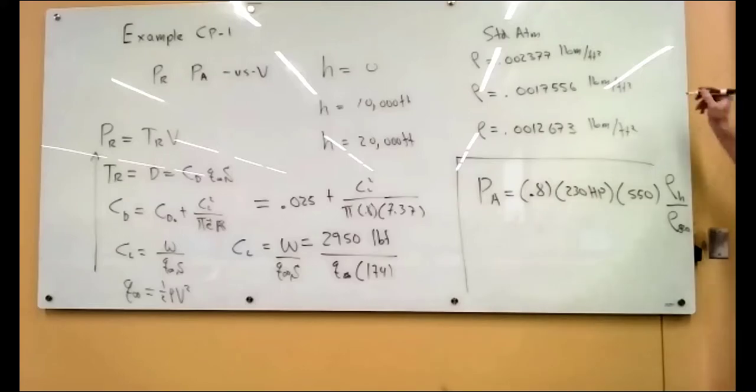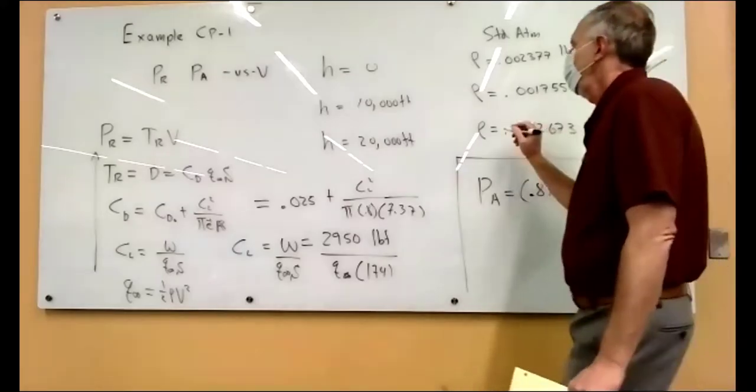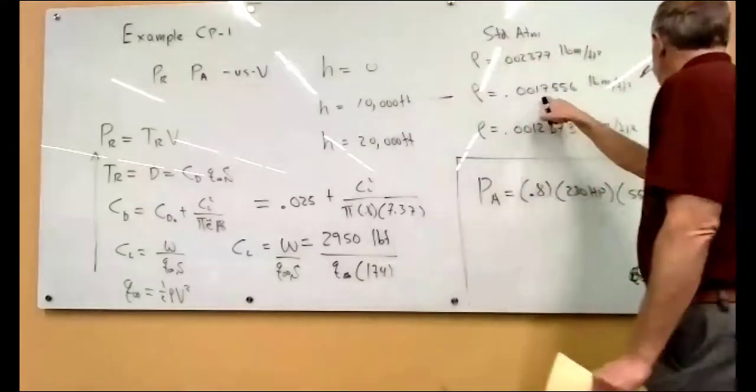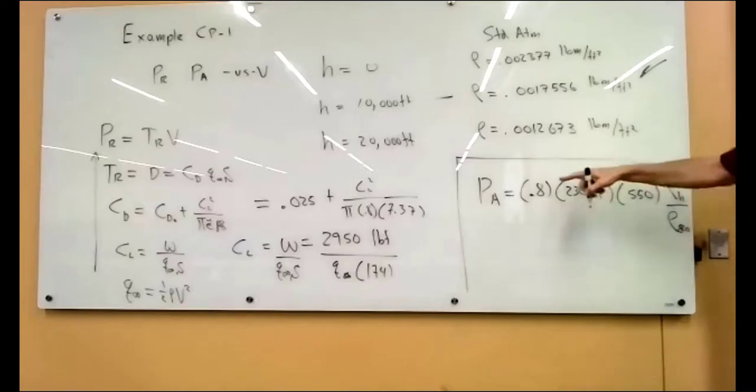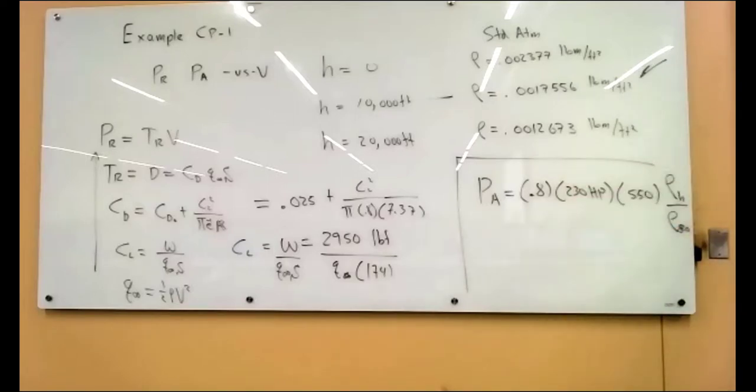If we're at, say, 10,000 feet, we plug this number in here and the sea level density here, and that ratios this sea level horsepower to the right altitude. So let's do the spreadsheet.